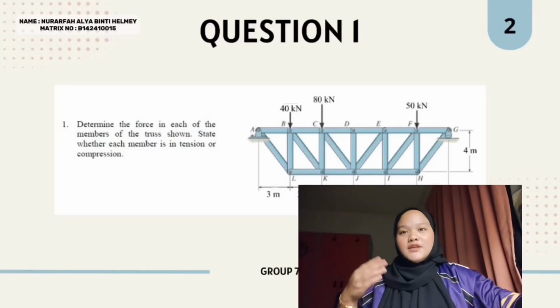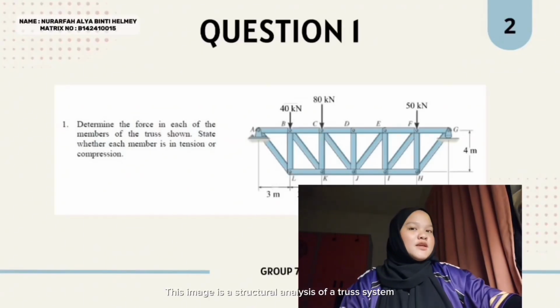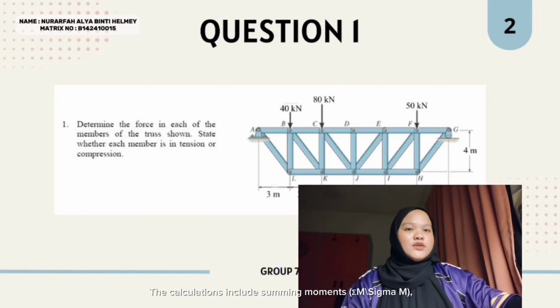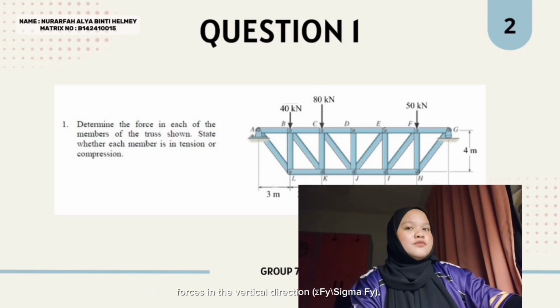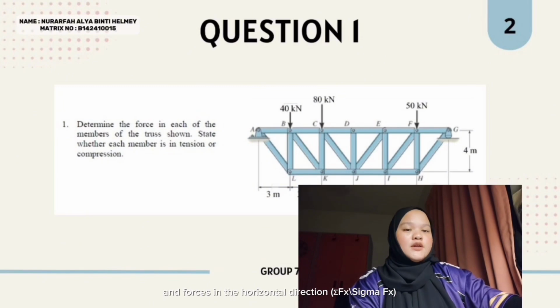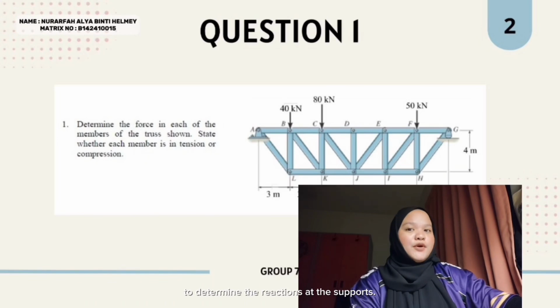This image is a structural analysis of a truss system. The calculation includes summing moment, sigma M, force in the vertical direction, sigma Fy, and force in the horizontal direction, sigma Fx, to determine the reaction at the support.